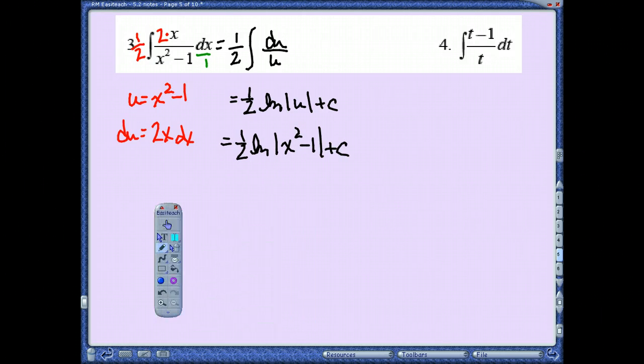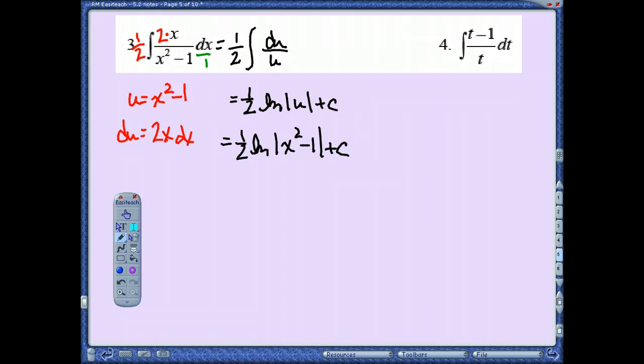Now let's have a little fun with our logarithms, because we all know how much fun logarithms are going to be. Whenever I have a number in front of my log, remember your properties. It says that you can take that coefficient and bring it back up as a power. So let's do that. That gives me the natural log of the square root of the absolute value.